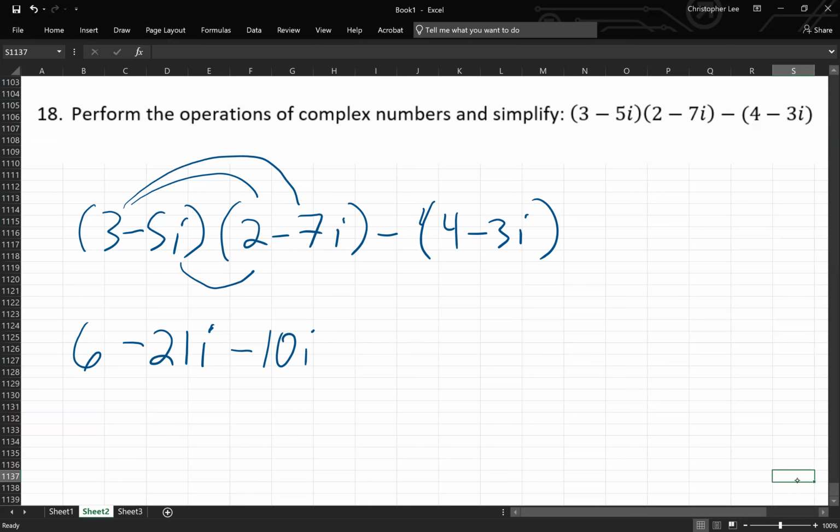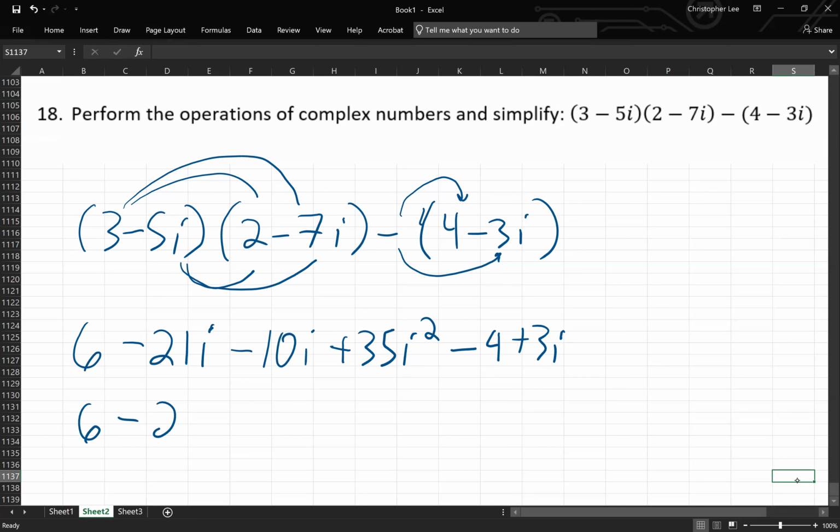Very good. Ooh, here goes a hard one. Very good. And then what about this one over here? Yep, that's gonna be the next step. So it's negative what? Negative 4, and then 3i. Very good. Let's rewrite this.